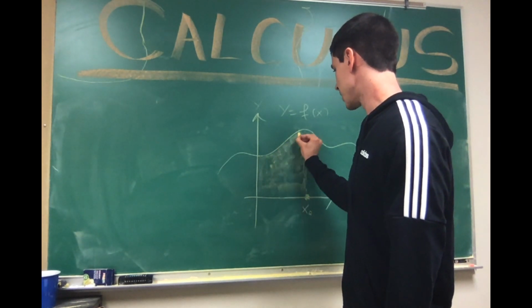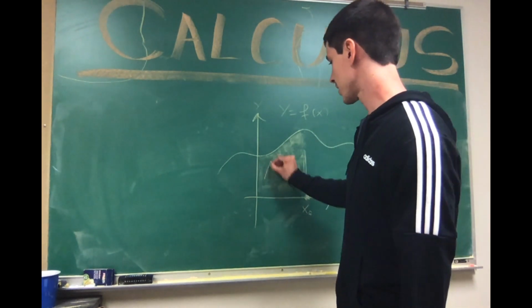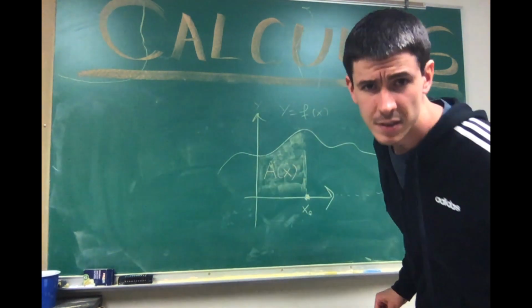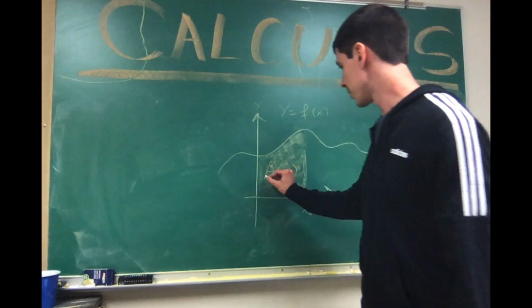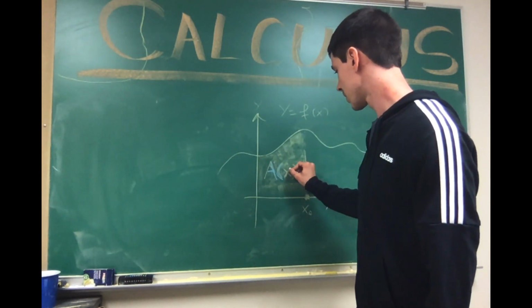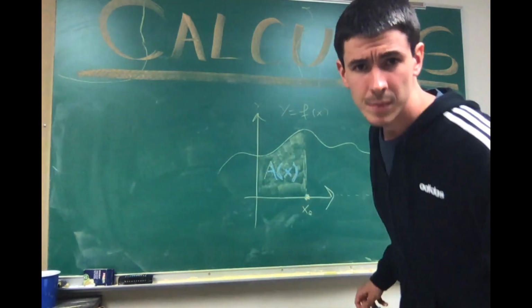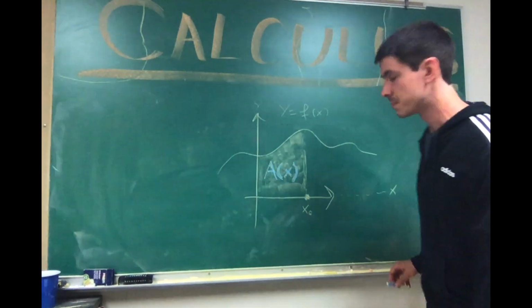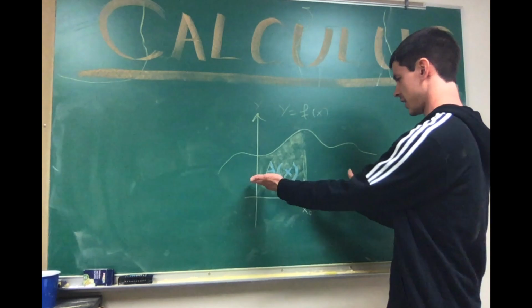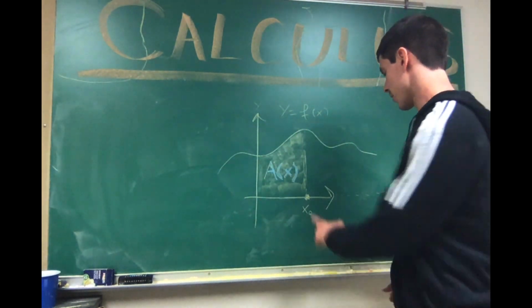The area within this region, say this is A of x. Is that really visible? Maybe I'll use blue, complementary color, yellow. So this is A of x. Is that visible? Yeah, that's pretty visible. So the area function, so we know what this function is, gives the area at a given point x.